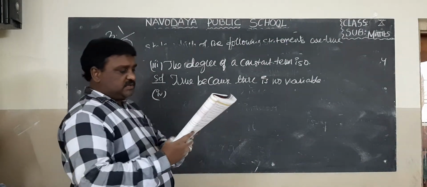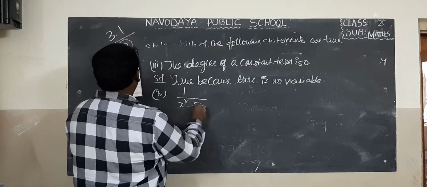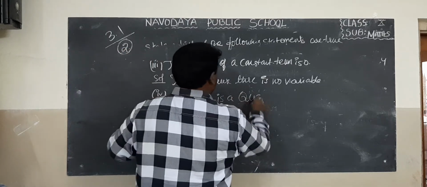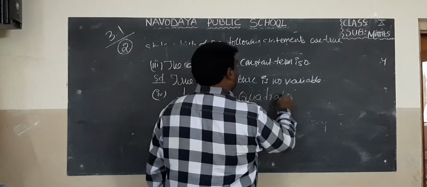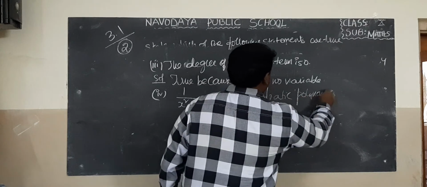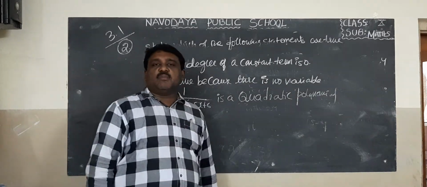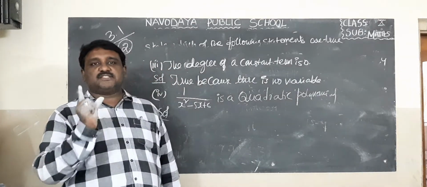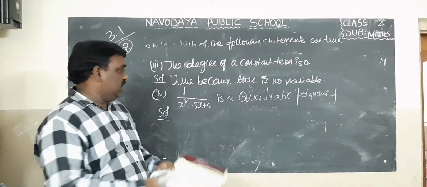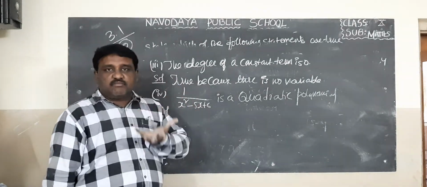Fourth question is what? 1 by x square minus 5x plus 6 is a quadratic polynomial. True or false? First of all, is it a polynomial or not? Observe. Then we discuss what type of polynomial it comes under. Okay na? So x is what? Variable. X is a variable.